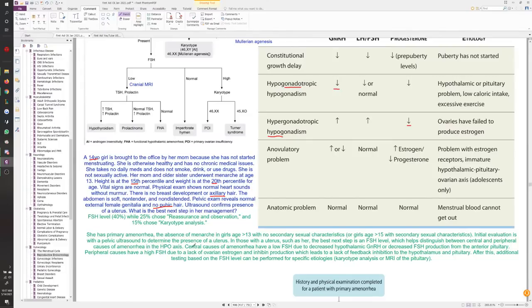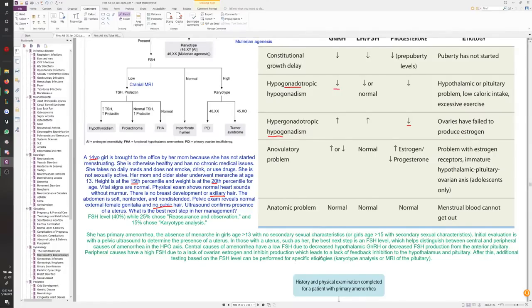In the HPO axis, central causes of amenorrhea have a low FSH due to decreased hypothalamic GnRH or decreased FSH production from the anterior pituitary. Peripheral causes have high FSH because they're trying to turn on the peripheral problem. So the FSH is going to be made a lot because maybe you're trying to fix the ovary, right? So due to a lack of ovarian estrogen and inhibin production, which leads to a lack of feedback inhibition to the hypothalamus.